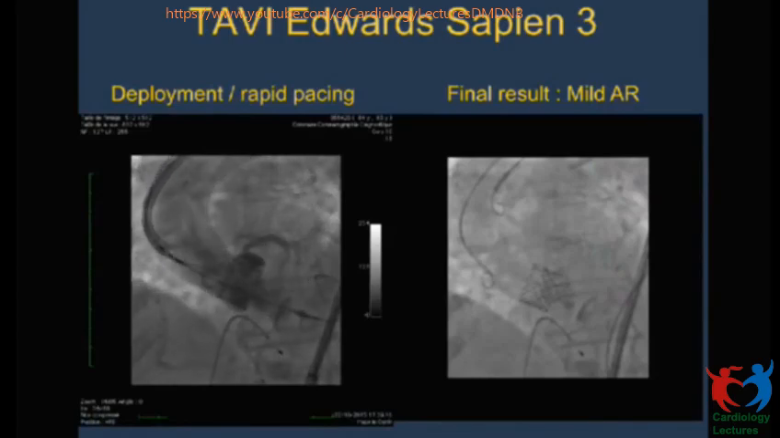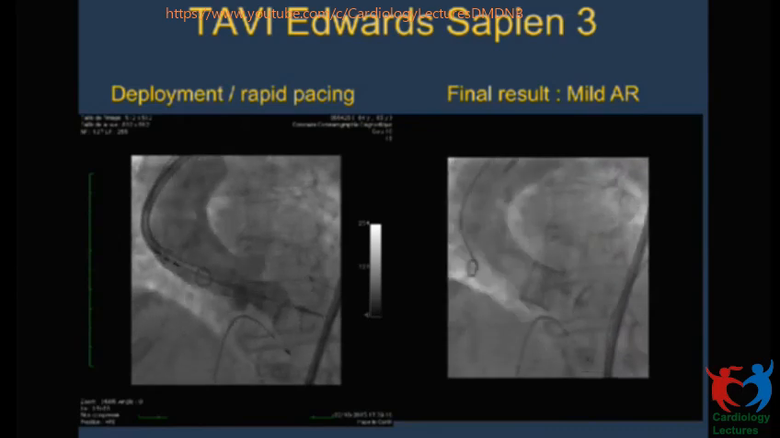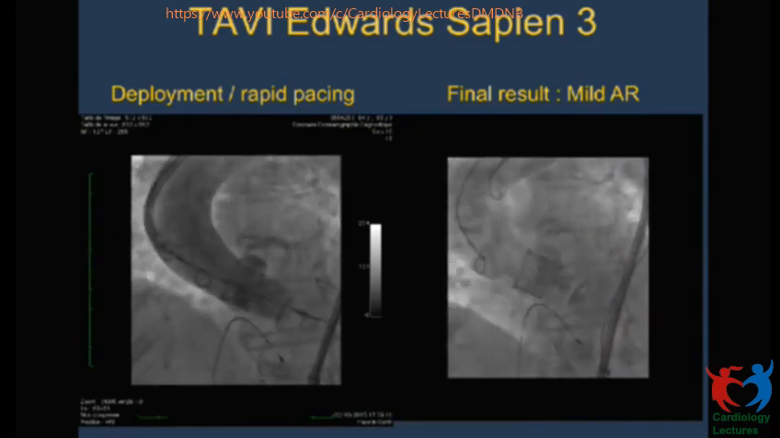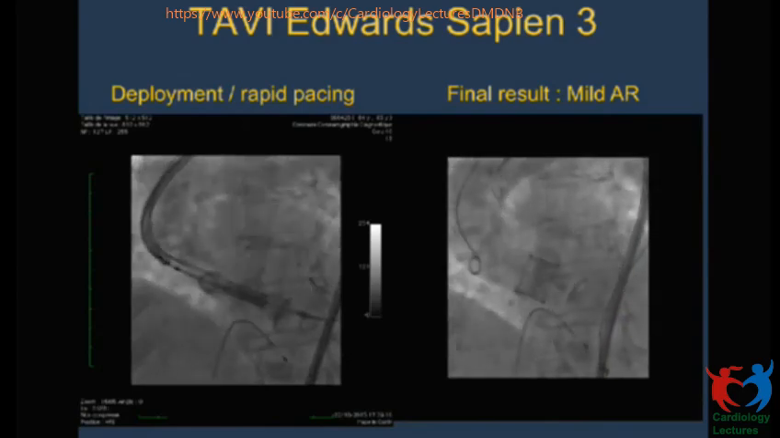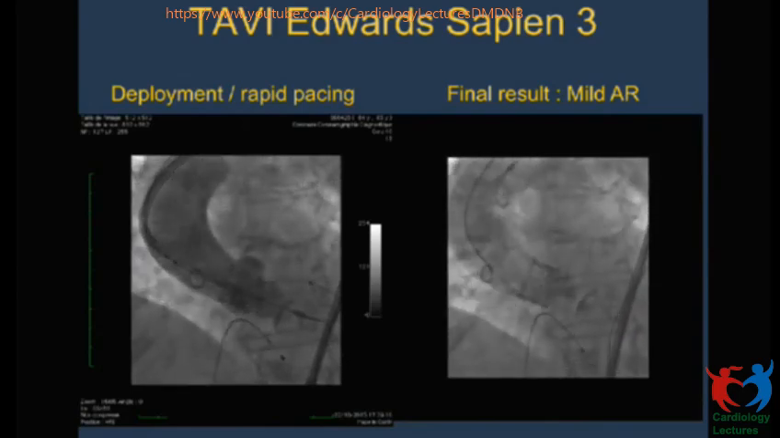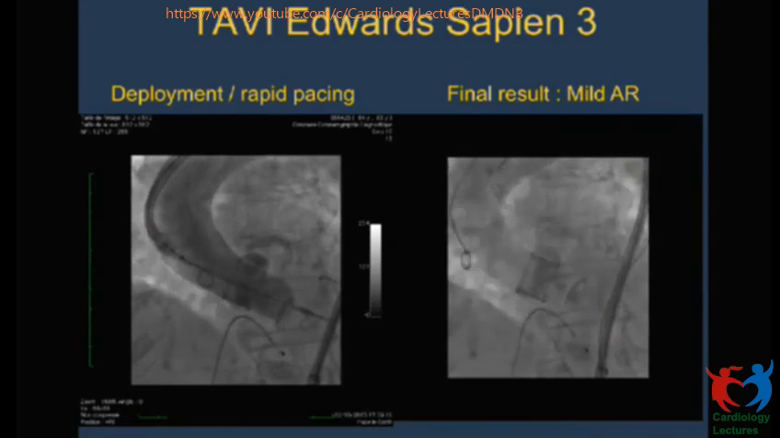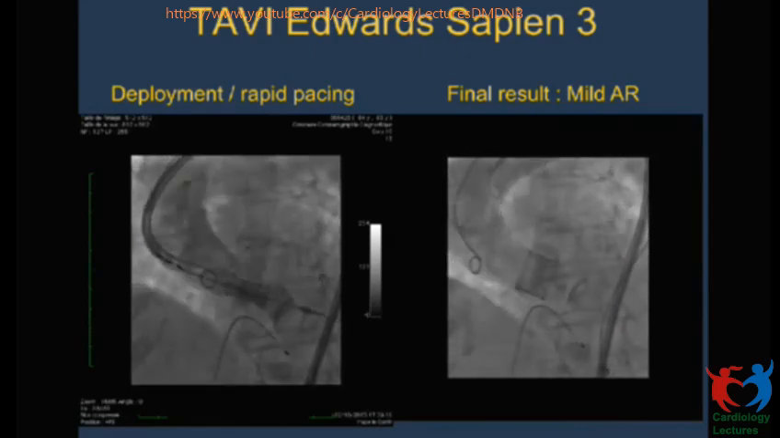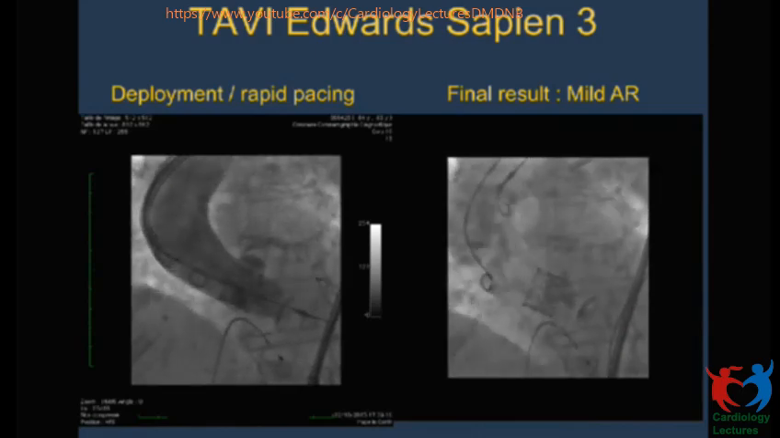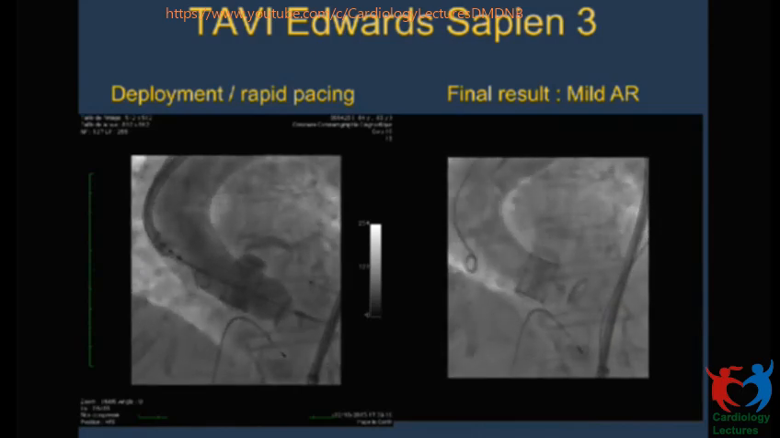Sometimes you can deploy it very quickly. I prefer to deploy it very slowly. And then you check that you don't have aortic rupture, leak, or coronary occlusion.